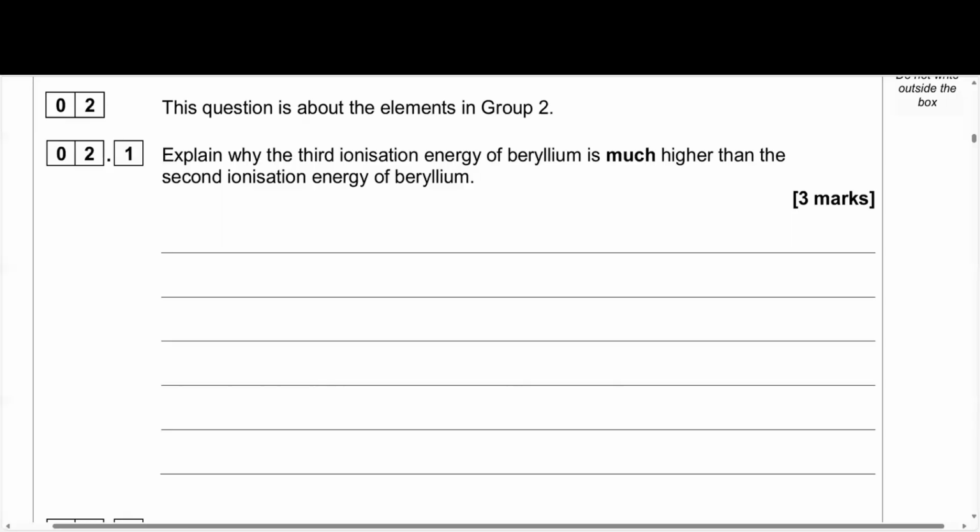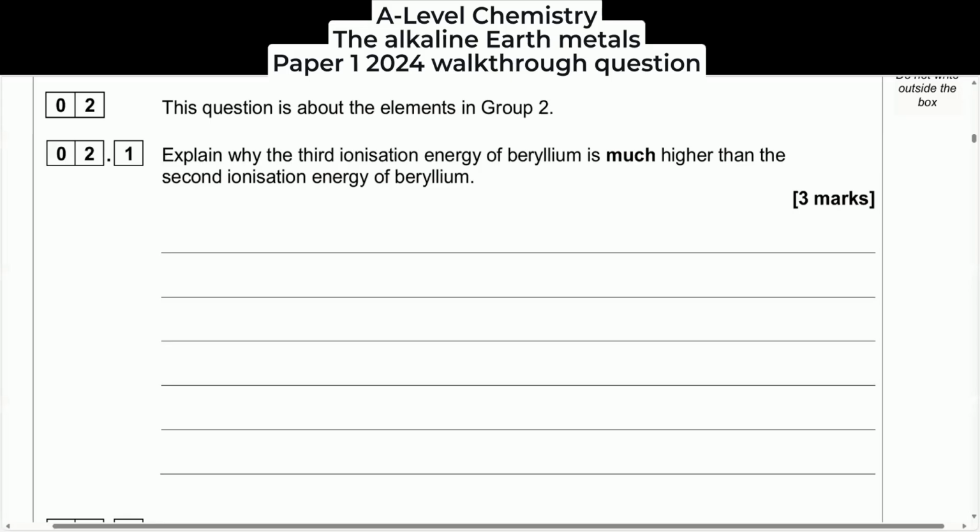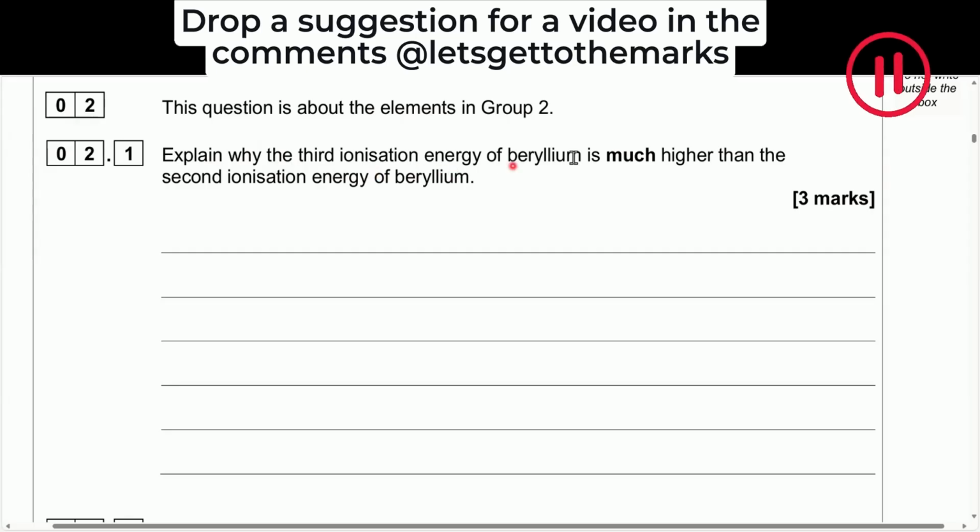This is a question from the 2024 AS Chemistry Paper 1 for AQA, and it's about the alkaline earth metals. So, just doing a walkthrough. Remember to pause the video at the start of each part of the question and then have a go. So, this question is about the elements in group 2.